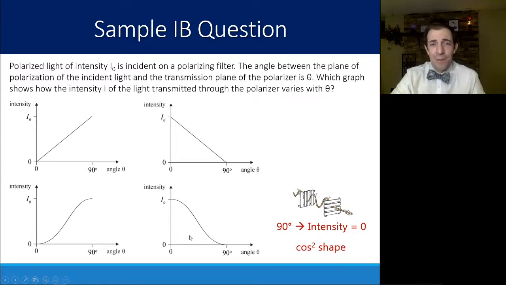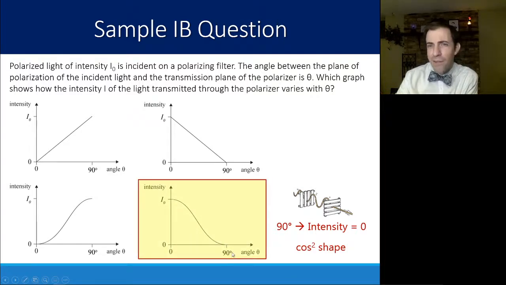And then what's left over is just finding one that has a cosine squared shape to it. So looking at these graphs, which one of these would give you a cosine squared shape? Well, it's this one here, or this one, but this one is the one that gives you 0 intensity at 90 degrees. So we're going to go with this bottom right.